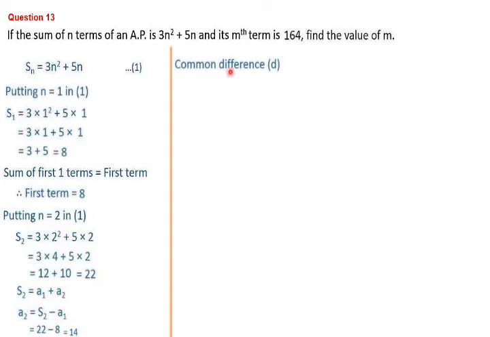Then the common difference d we can calculate, because the common difference only we need to find the value of this m. Common difference means the second term minus the first term, that is 14 minus 8. 14 minus 8 is 6.